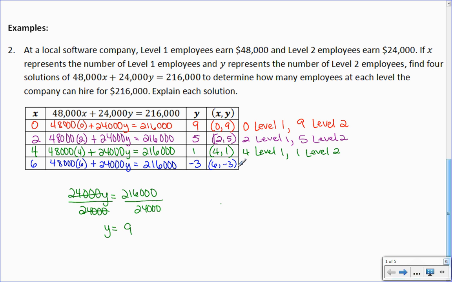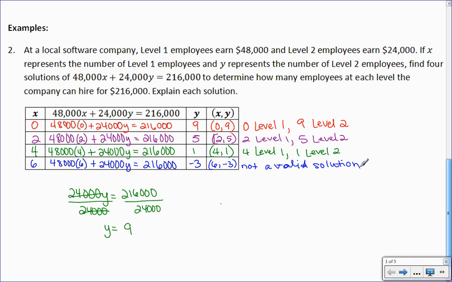Well, that's kind of a problem because this says that we would have 6 level 1 employees and -3 level 2 employees, and that's not possible. You can't hire a negative number of employees. That would be basically employees paying you to work, and that does not make any sense at all. So, in this case, this solution is not reasonable for this particular problem. So this is not a valid solution. It is a solution to the equation that represents the problem. However, the solution itself does not make sense in the context of the problem, so it's not a valid solution.